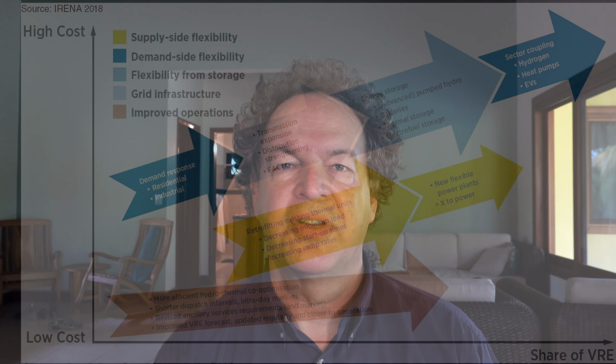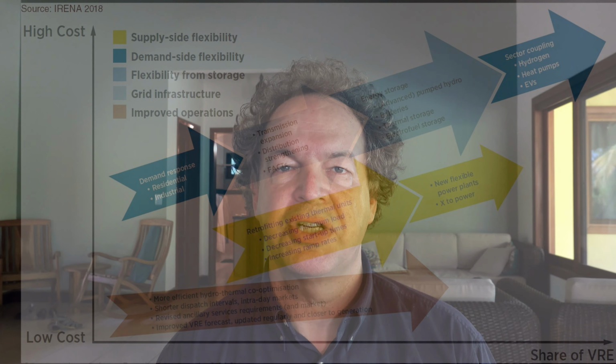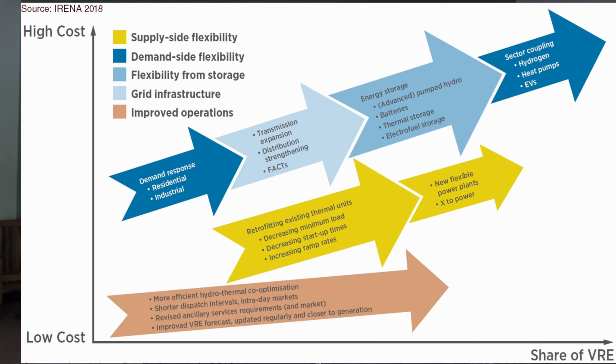So after this introduction into demand-side management, we want to take a look into other flexibility options. Here we see a nice overview of the different options and the penetration of VRE, that means variable renewable energies. So here we see on the y-axis the costs. So lower part is low costs, upper part is high costs, and on the x-axis the share of variable renewable energies, just like wind and solar.